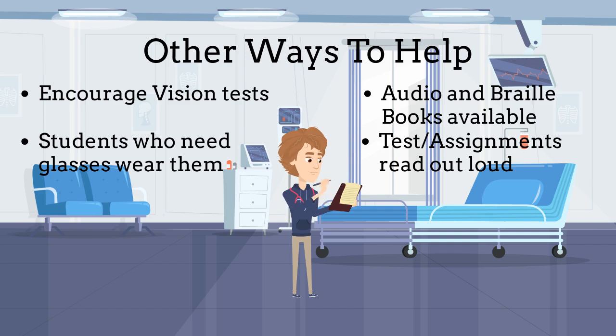Other ways that we as teachers can help individuals with visual impairment include encourage vision testing. Students who need glasses wear them. This is something especially at the elementary grade level, making sure students are wearing their glasses when they're needed. Audio and braille books should be available, and tests or assignments are read out loud to your students.